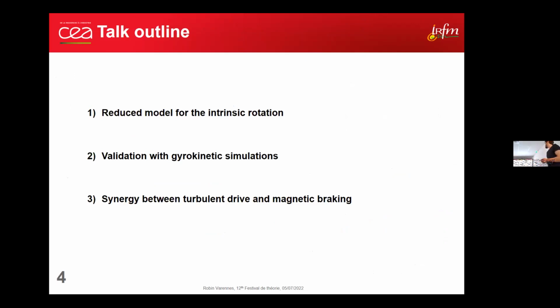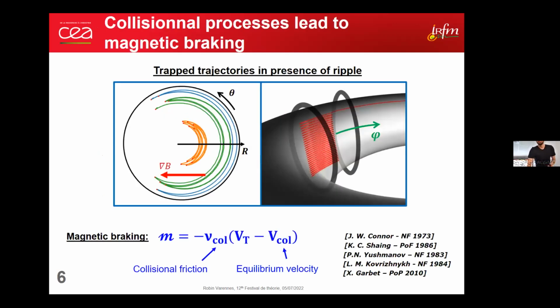So this is the outline of my talk. First, we will see how we can obtain a reduced model for the intrinsic rotation. Then we will see how we can validate this model with gyrokinetic simulations. And at the end, I will talk about the synergy that exists between these two mechanisms. So first, let's talk about the reduced model. I will introduce in more detail the turbulent drive and the magnetic braking that I talked about just before. First, the magnetic braking.